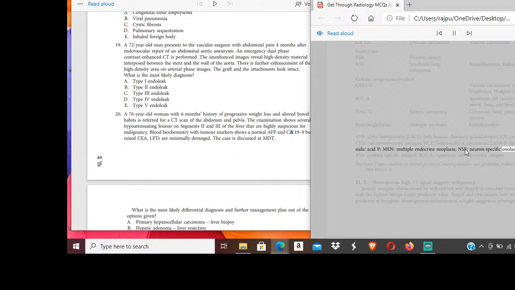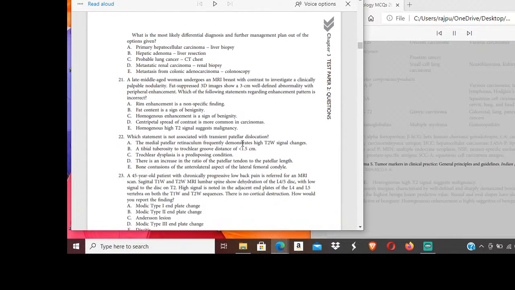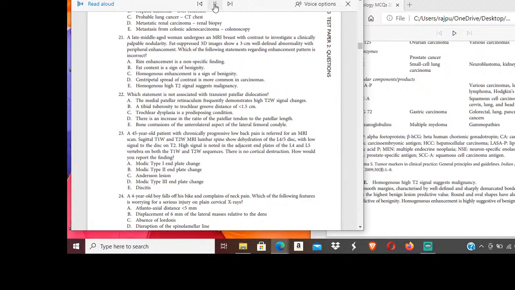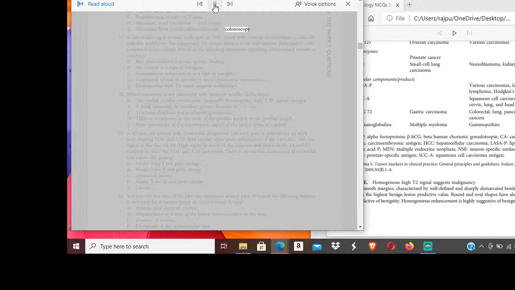NSE, neuron-specific enolase, PSA, prostate-specific antigen, SCCA, squamous cell carcinoma antigen. Sharma S., Tumor Markers in Clinical Practice, General Principles and Guidelines. Indian J Med Paediatr Oncol, 2009, 31. Colonoscopy. 21. A late middle-aged woman undergoes an MRI breast with contrast to investigate a clinically palpable nodularity.